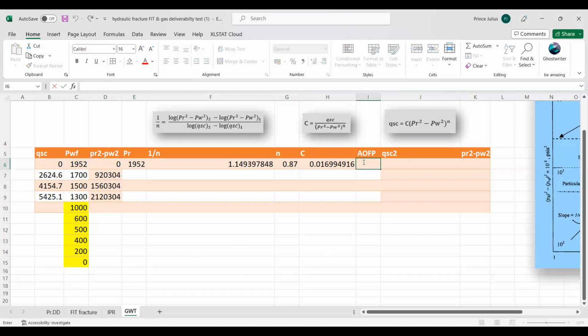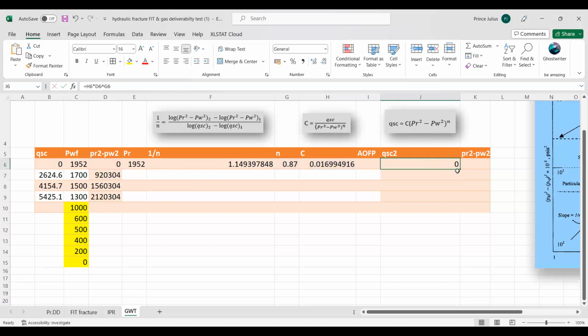So you can get the value of AOFP here simply by C into PR square, since PW is equal to 0. But I'm going to generate, since I have an ideal equation for back pressure test, I will check out whether the generated values will give me the values of QSC by using these two values and this pressure value. So if that is the case, my projections are right. So for that, C into PR square minus PW square, that is this, power n.